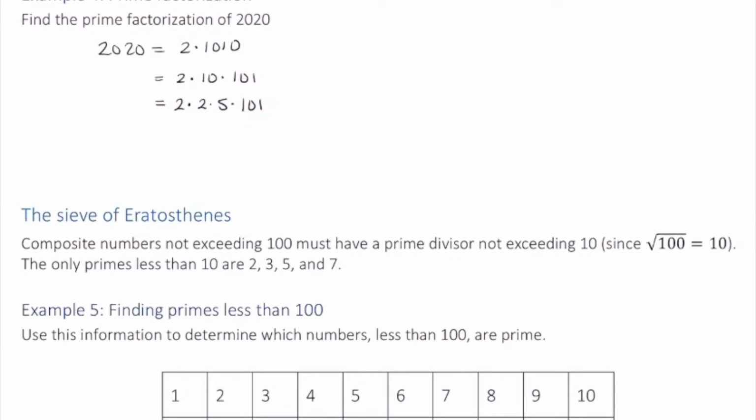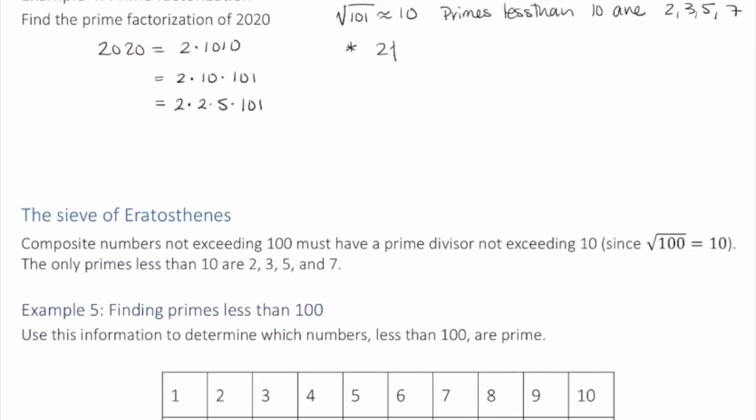So for that, let's use the theorem from the previous page. Well, the square root of 101 is approximately 10. So it's going to be a little bit more than 10, but close enough to 10. Let's just say it's about 10. And the primes less than 10 are 2, 3, 5, and 7.